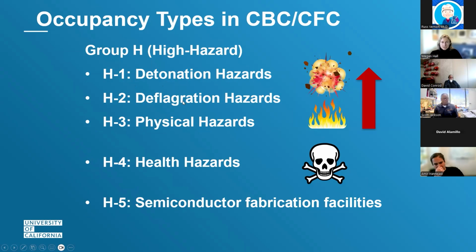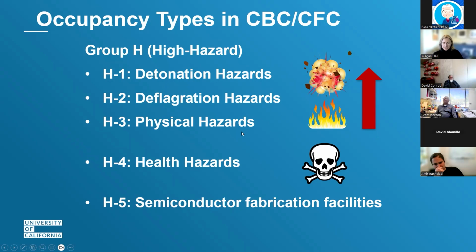Both detonation and deflagration hazards are explosives, but detonation is something that explodes faster than the speed of sound. So your supersonic explosives. And the lesser of the physical hazards would be your H3 occupancies, things like flammables or lower level oxidizers. So the hazard goes up in these occupancy types.